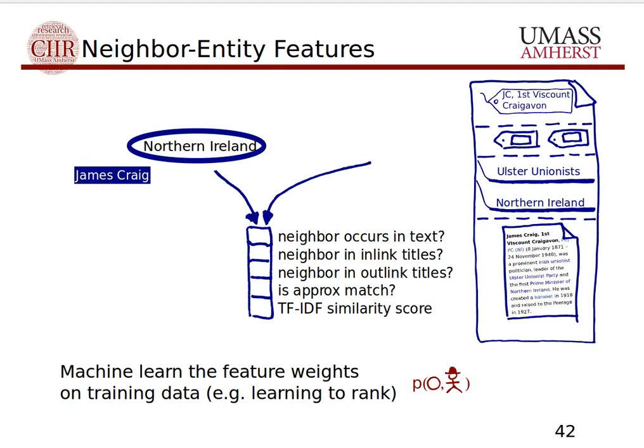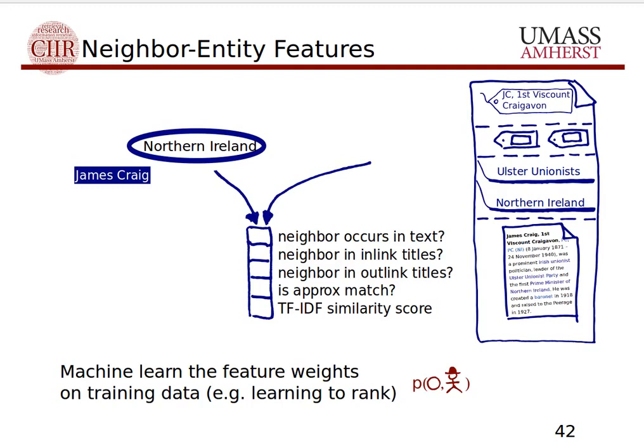So in order to capture the entities, we now have the query mention and the neighboring mention Northern Ireland here. And this is the document that we just generated for James Craig. From this document and the contextual mention Northern Ireland, we can compute a feature vector asking: does this neighbor occur in the full text article of the Wikipedia? Or does it occur in the in-links, the outlinks title, or the mutual links? Or maybe is this an approximate match? We can also include a TF-IDF similarity score, which is usually supported by your search engine.